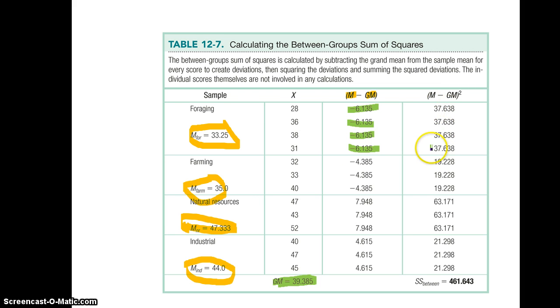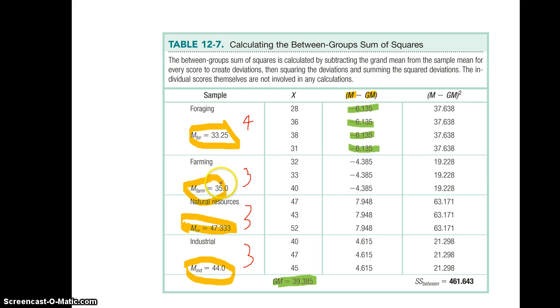We square each of those. And so the between groups variability that's attributed to group membership, for all of the groups combined, is taken into account because you're weighting it by the sample size. Here we have 4 people, so we want to make sure it gets its fair share, and then we have 3 in each of the other ones. So we weight that information in the first one a little bit more.